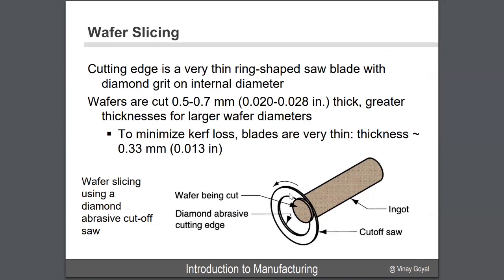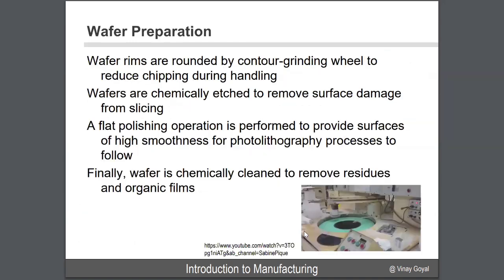You'll have then the wafer being cut using a diamond abrasive cutting edge approach. And then each wafer will now be prepared. And how you do that, you contour grind the edges of that wafer. You'll chemically etch the wafer to remove any surface damage. You'll polish it, and then you'll chemically clean it again to remove any residues and organic films. And there's a YouTube video that I suggested you watch that goes into that.